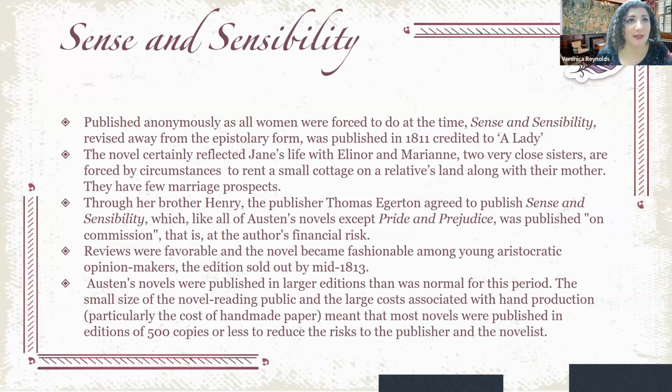People like Sense and Sensibility, and the novel becomes very fashionable, and the edition sells out by mid-1813. Austen's novels were published in larger editions than were normal for this period because there's not a lot of people reading novels yet. With literacy rates, and the free time and the ability to buy books, you weren't often doing large runs. So most novels were published in editions of 500 or less to reduce risk. But her novels wound up going into second and third runs because they were so popular.